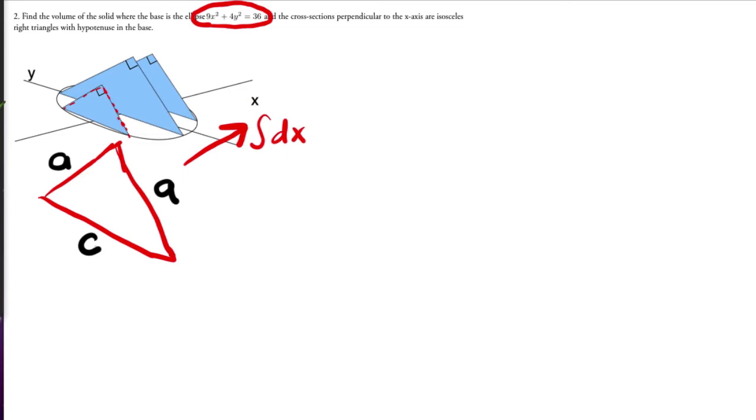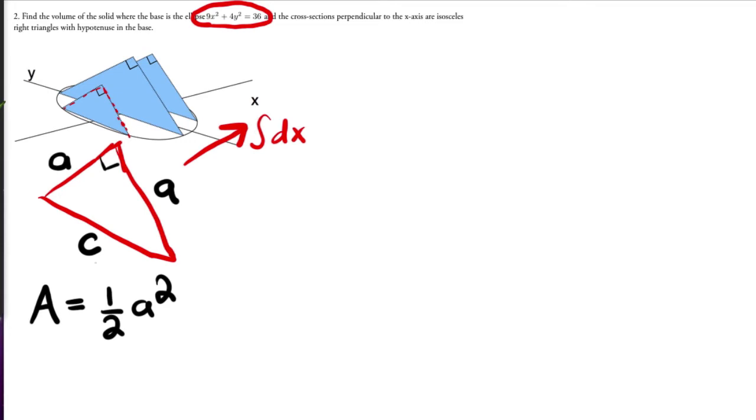Okay, so the area of the cross section is going to be equal to one half the base times the height. If you look at this triangle, it's a right triangle, so the base is A and the height is A. So the area is 1/2 A squared. Okay, so that's good. Now what we need to do, though, is put it in terms of x.